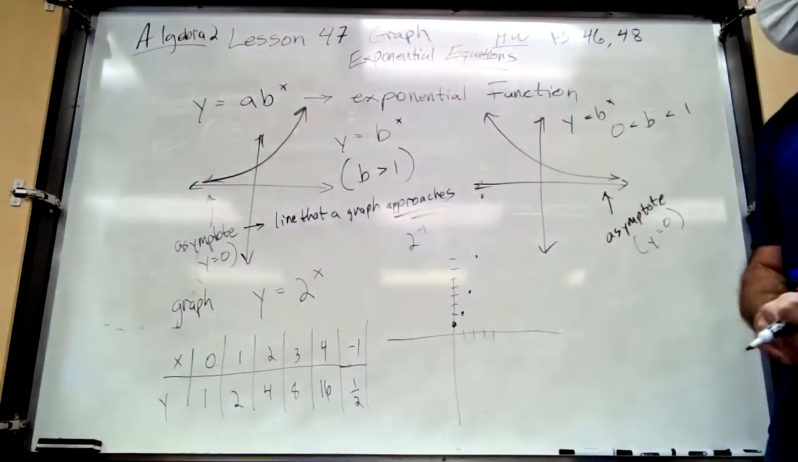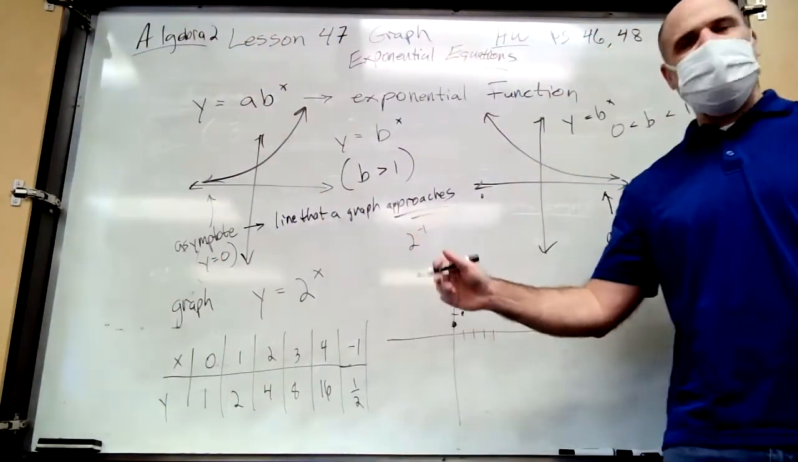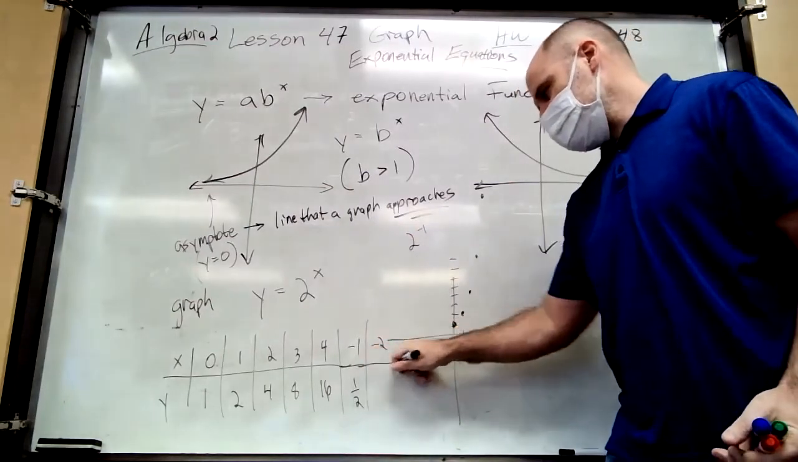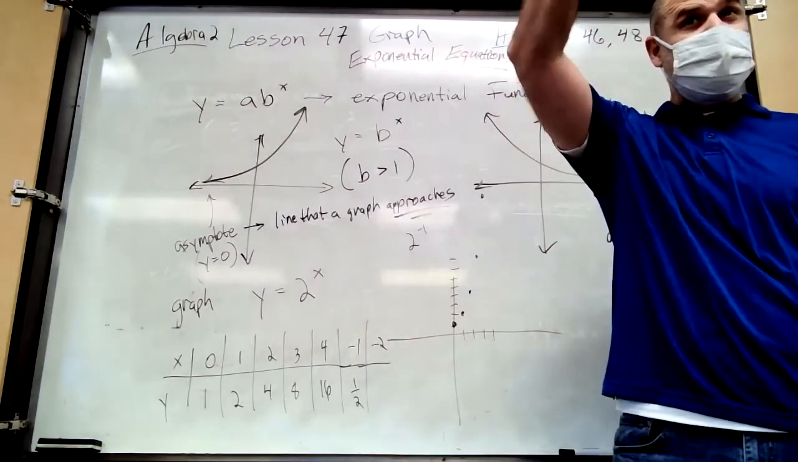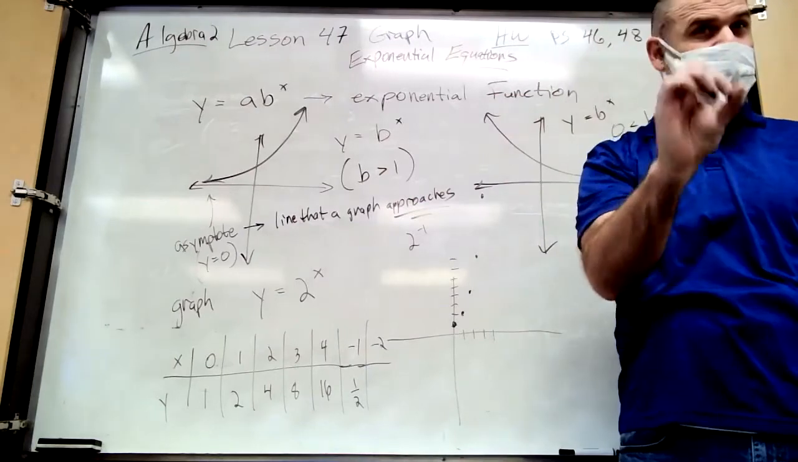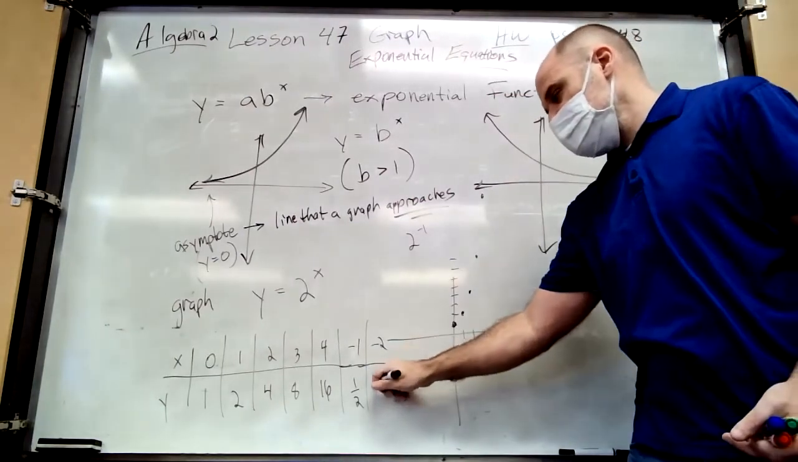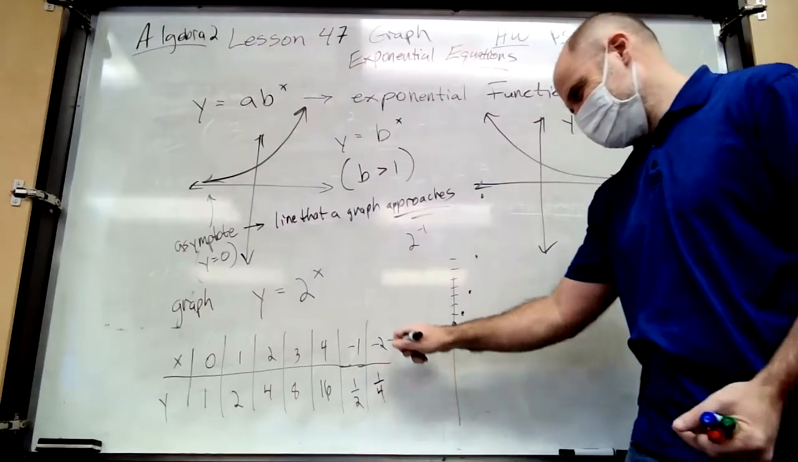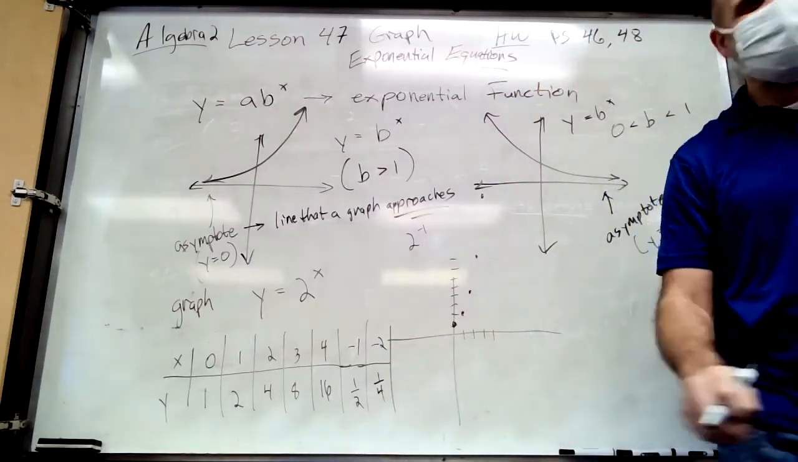Okay, so 1/2. So what about -2? What's -2 going to give you? What's 2 to the -2? Flip it, and it becomes 1 over 2 to the +2. That's 1/4. You got the 4th, yeah.